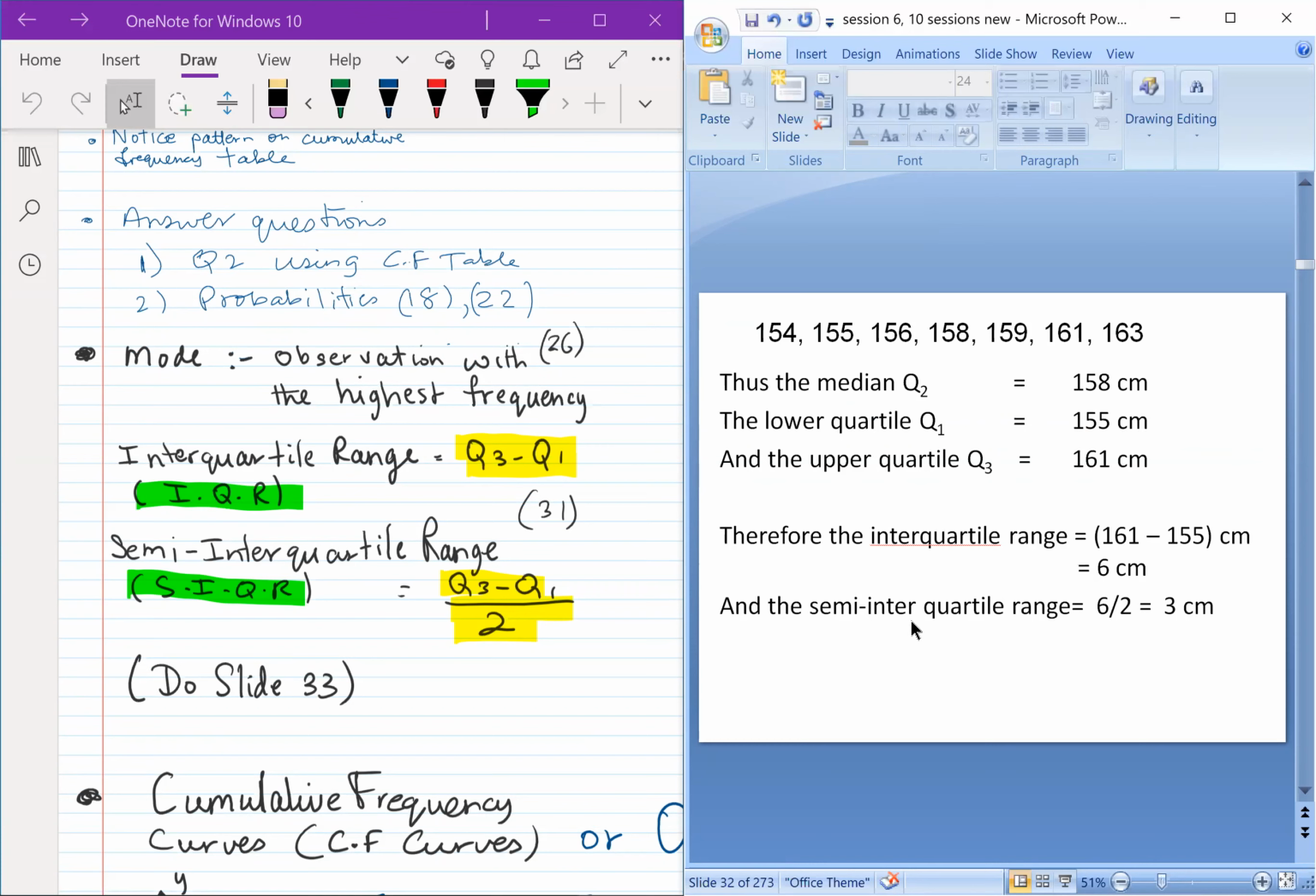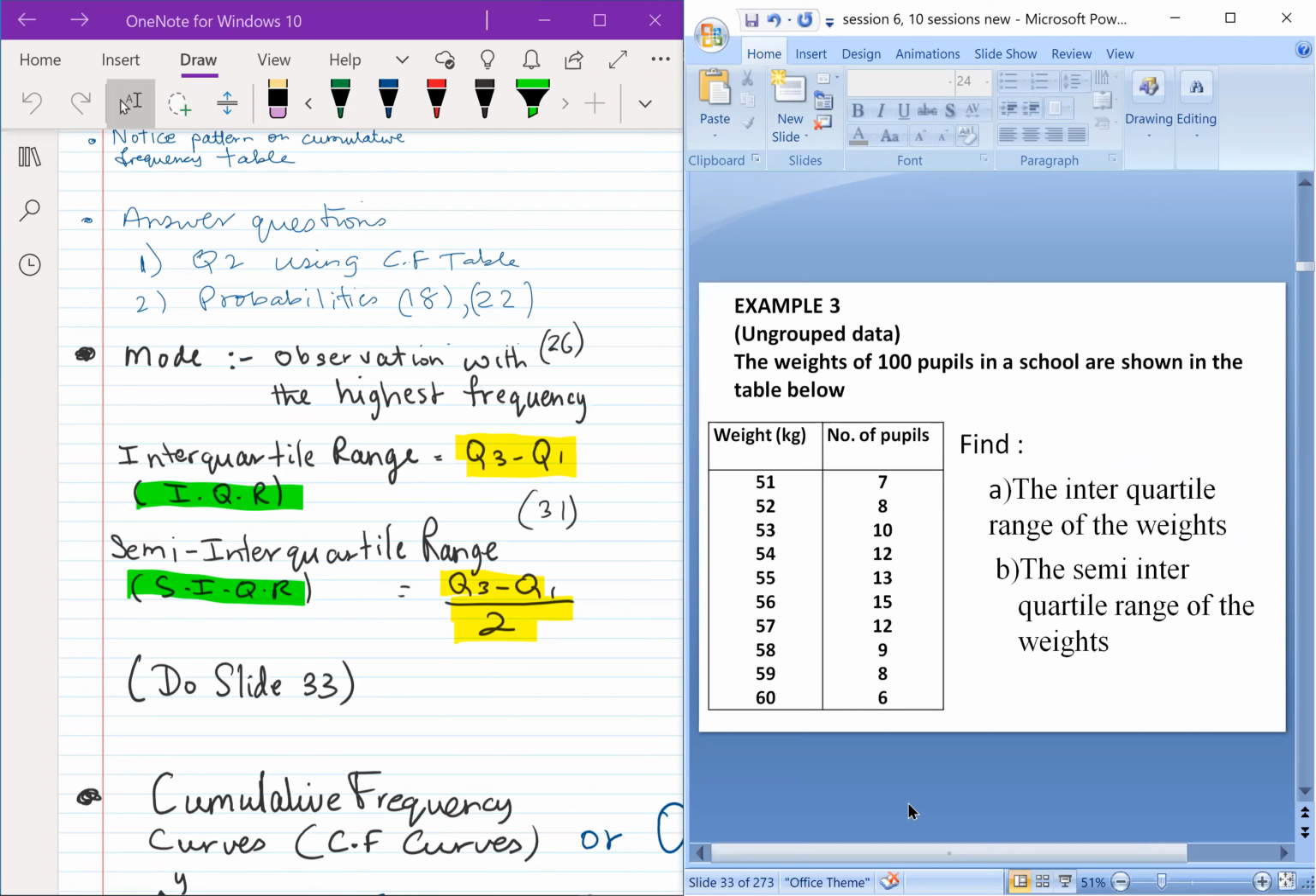And if they wanted the semi-interquartile range, it will be Q3 minus Q1, which is the same thing as the interquartile range, simply divided by 2. Of course, semi means half of. Half of what? Interquartile range. So we just find half of that, and you will get your answer. Very easy to get those things. Just remember to learn the formulas, right? Those formulas would help you.